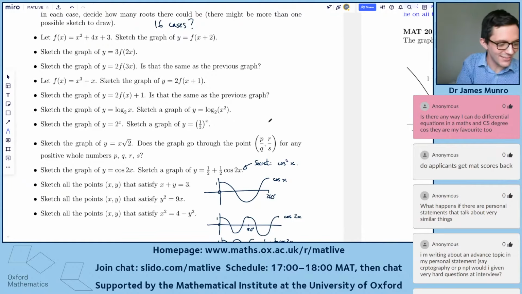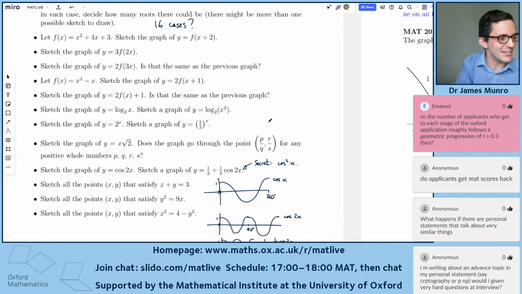Yeah, okay, here we go. Here's the maths thing. Like the number of applicants at each stage, roughly geometric progression with r equals 0.3. But that changes. The number of applicants keeps changing, so it's kind of ruining it. Cool.